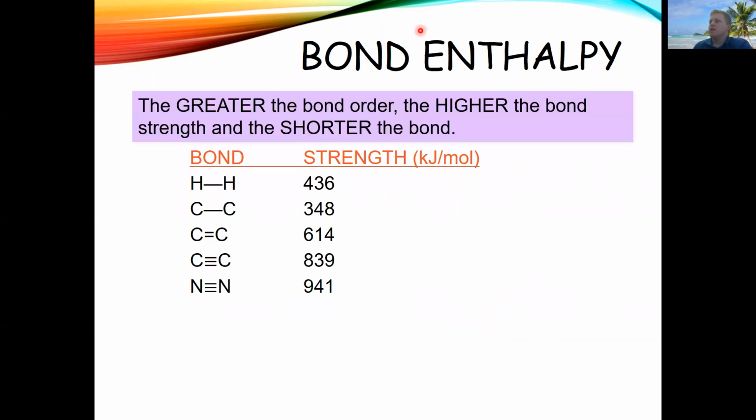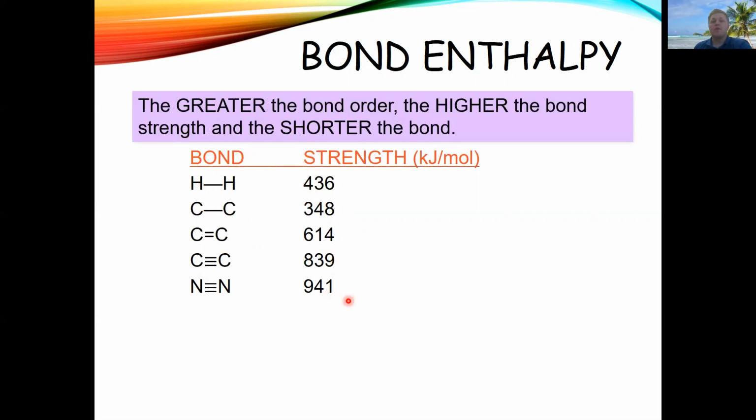So if we look at our table here of different bonds, a table like this can just be found in your book, but of course the higher the bond order we have, the stronger the bond we have. So a carbon-carbon single bond has a strength or a bond enthalpy of 348 kilojoules per mole. The double bond, of course, has nearly double that strength. It has a bond strength of 614 kilojoules per mole.